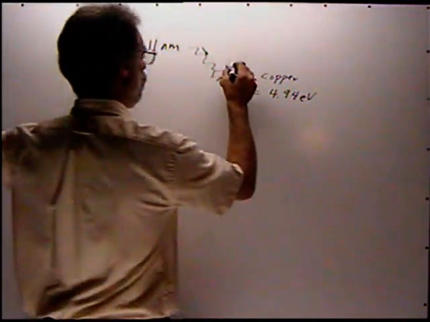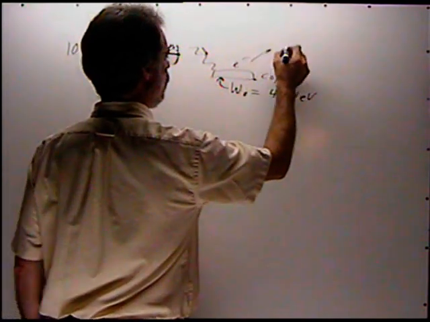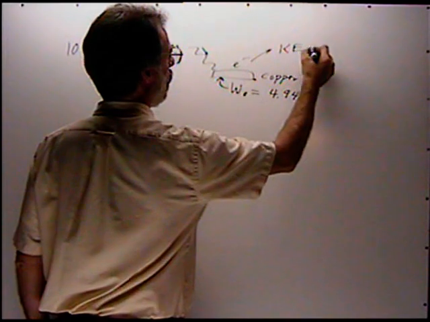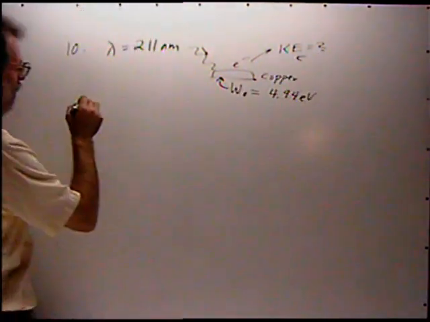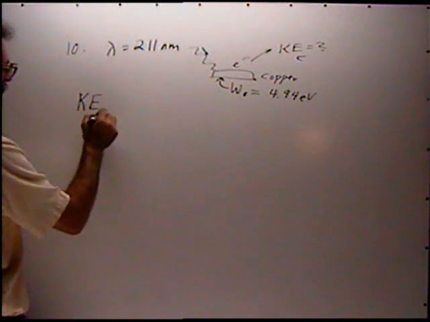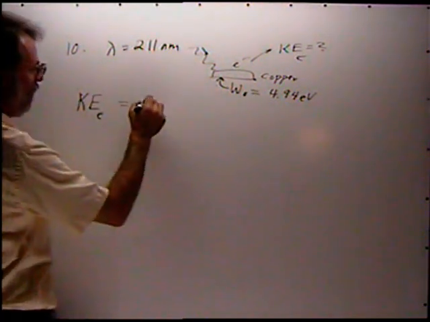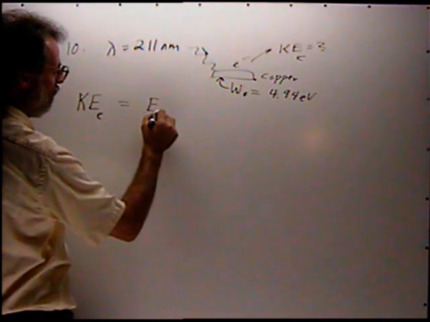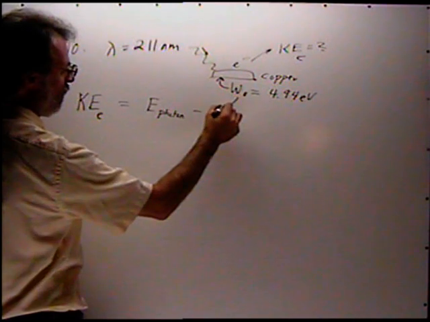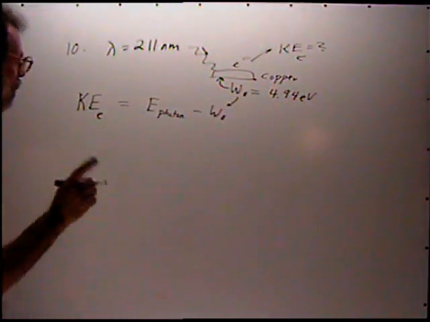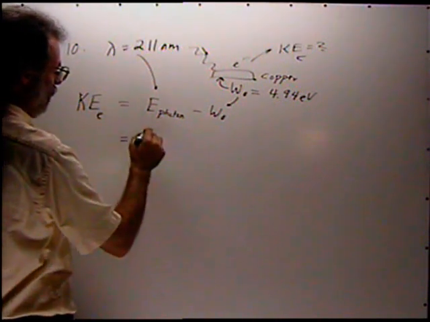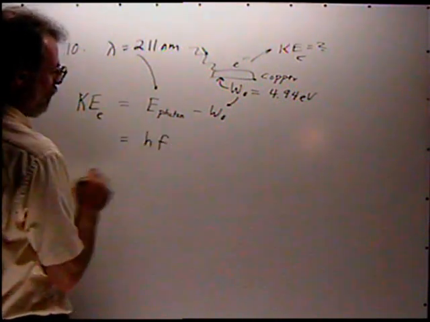So these electrons are kicked off, and the question is, what is the kinetic energy of the electrons? So remember, the kinetic energy, the energy of the electrons kicked off, is equal to the photon energy, the energy of the photon, minus this work function. Okay, so the energy of the photon comes from here. The energy of the photon is h times the frequency.